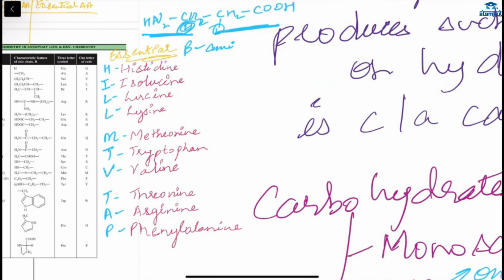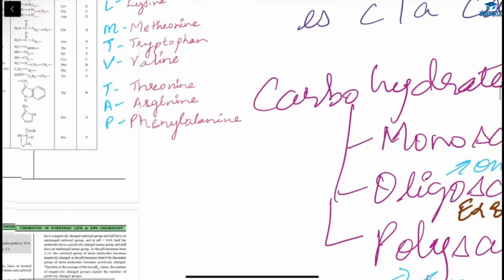Now, some basic properties of amino acids: they are colorless, they have a high melting point, they are crystalline solids, and since they have both the amino group and the carboxylic group, they mostly behave like salts, because acid and base together create what? Salt. So their basic behavior is salt.